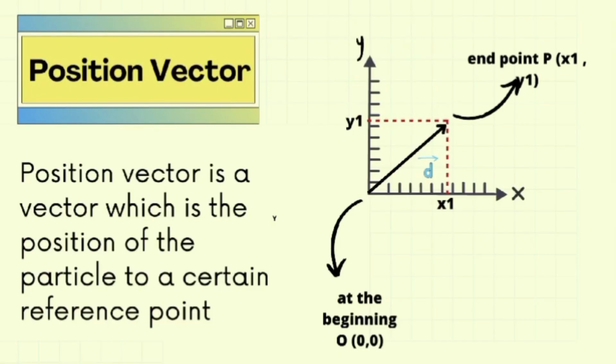Thanks to the moderator, I will continue the topic that is possession vector. Possession vector is a vector which is the possession of the particle to a certain reference point. We can see that at the beginning, the central point O, the point 0 and 0, and point P, the point x1 and y1.